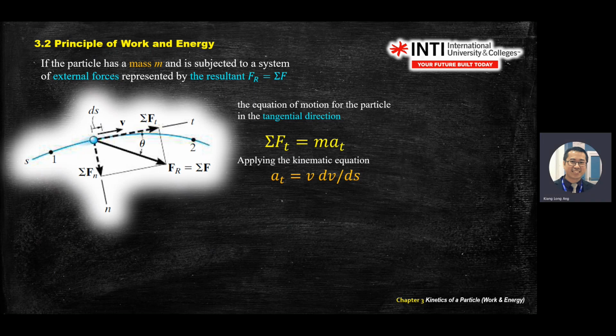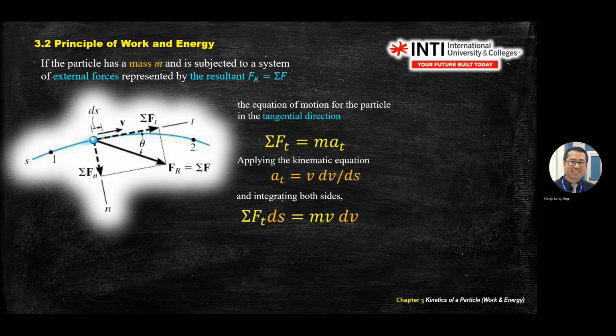So there's one equation that you learned in chapter 1, which is a ds equal to v dv. You derive it using the velocity and acceleration definition. You move the ds to the right-hand side, you get a equal to v dv over ds. That's what you see on the screen here. Agree? So you substitute back F equal to m a_t with a_t equal to v dv over ds. Then you integrate. You move ds to the left-hand side: F ds equal to mv dv.